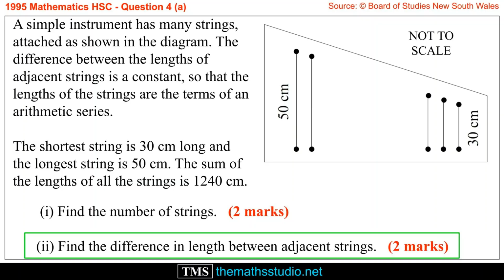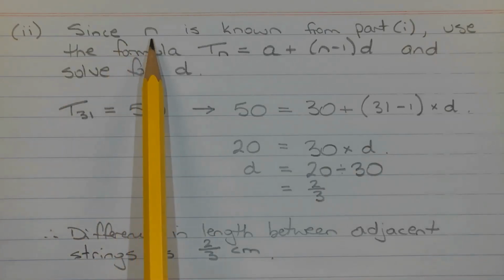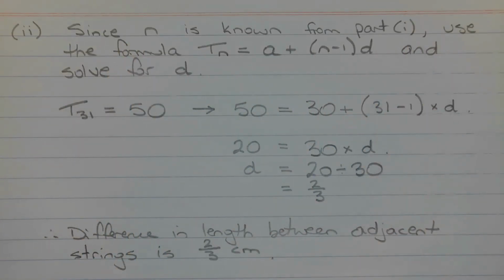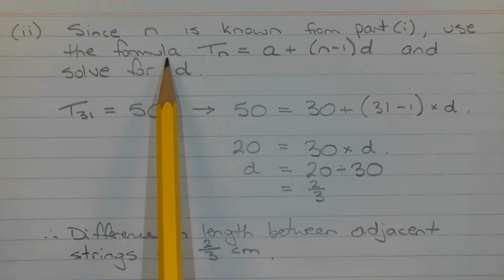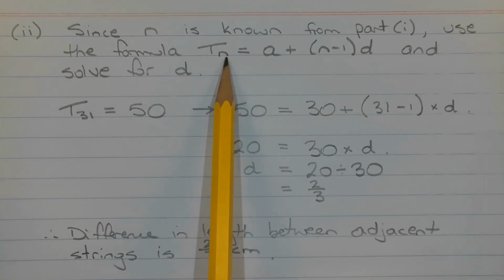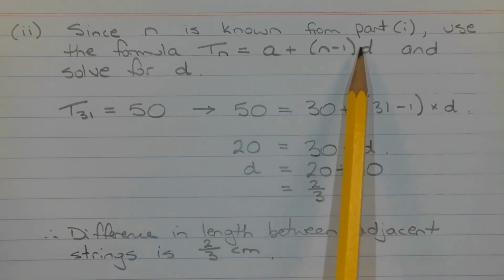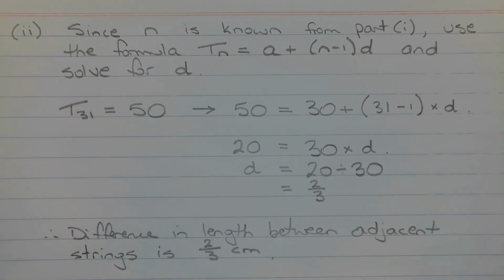Part 2. Find the difference in length between adjacent strings. Since n is known from part 1, and we found that n equals 31, which represents the number of strings this instrument has, we can use the general term of an arithmetic series formula, Tn, or the nth term, equals a plus (n minus 1) times d, and we solve for d.